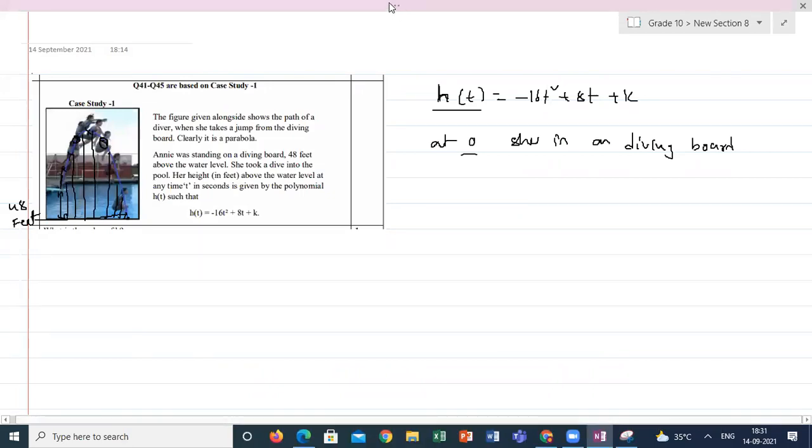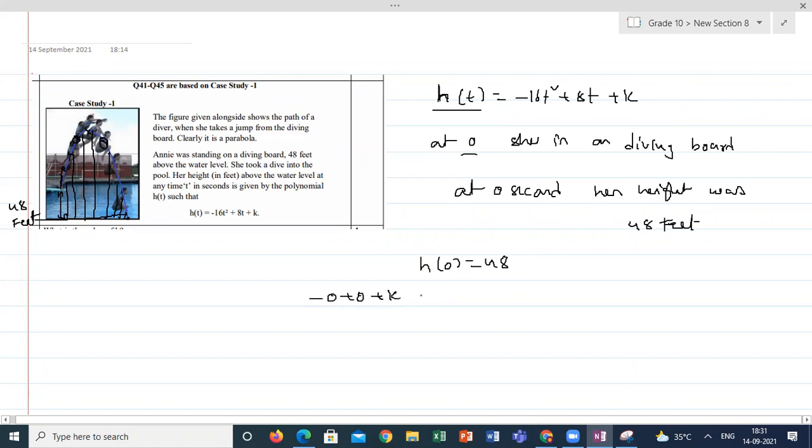So, k value can be calculated at 0 seconds. Her height is, she is on the diving board. At 0 seconds, her height was, at what position she was? 48 feet. So h of 0 should be 48. So what is the k value? Minus 0 plus 0 plus k is equal to 48. So I'm getting k value is equal to 48.